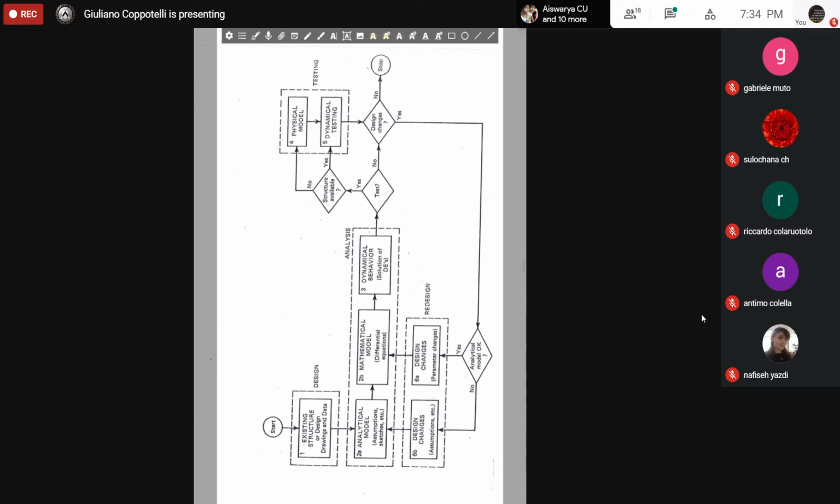Okay, please. Yes. I'm sorry, but it is rotated 90 degrees, but I think that you can read it as well.